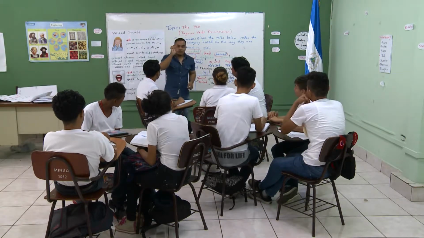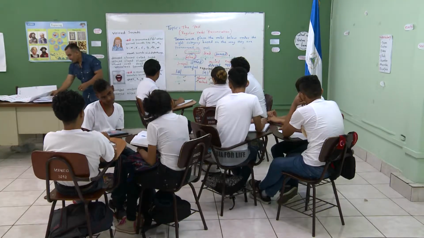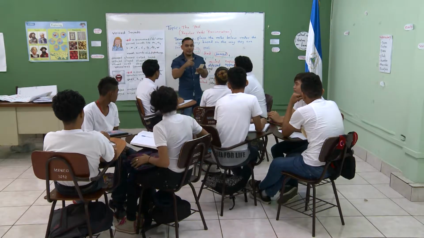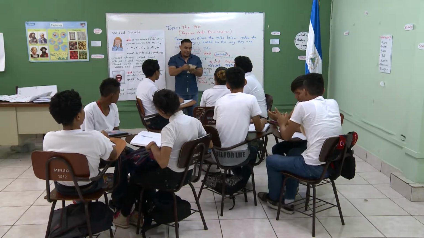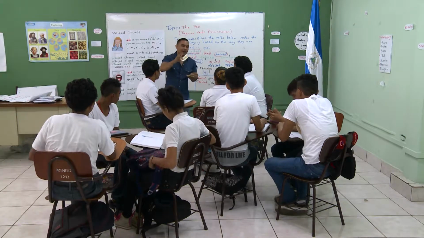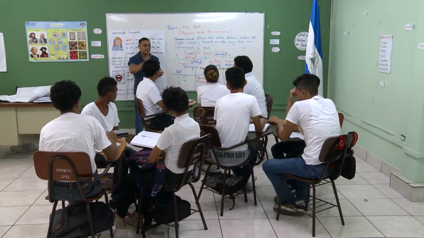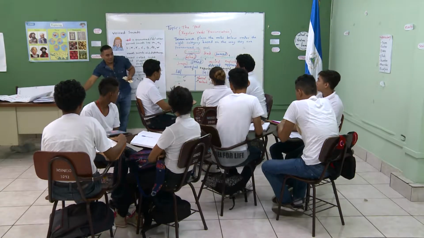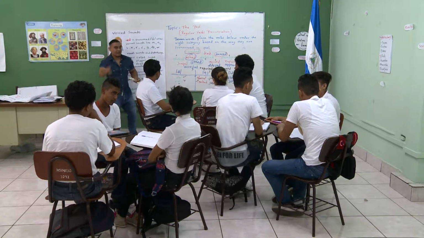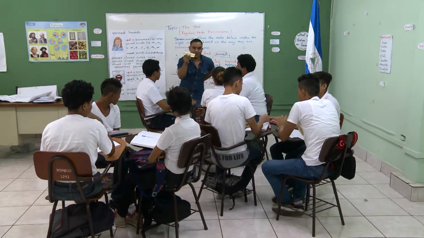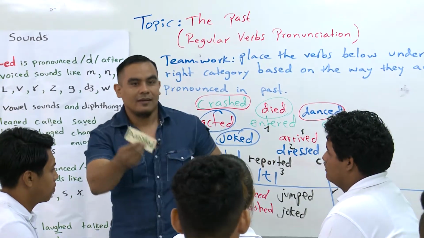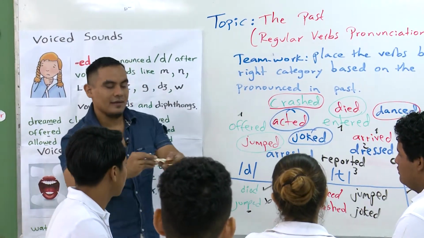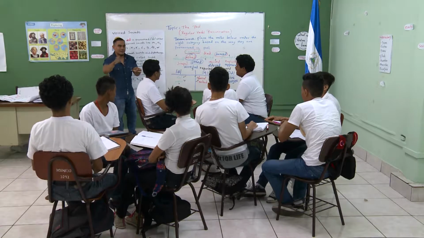Now, don't move. Stay there. I'm going to show you a card with one verb in the past, and you're going to have a competition. Stay in your teams. When you see the verb, you slap the chair, raise your hand, and pronounce the verb for the whole class. If you do it correctly, you will win a point for your team. Are you ready? Okay, let's begin.